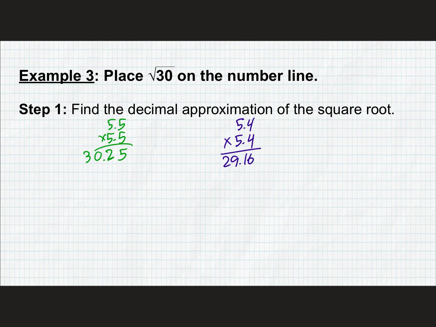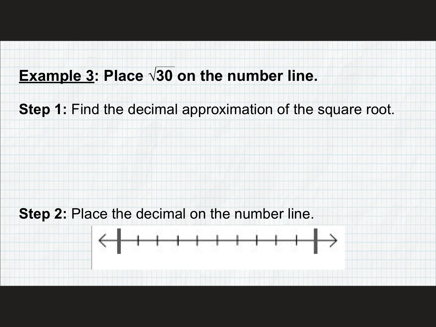However, you don't have to be that detailed in this case, because we're going to place this decimal on the number line. Now the big lines are going to be 5 and 6, and since there are 10 spaces in between, each of the tick marks will be 0.1. So let's find 5.5 and place the square root of 30 just below that.